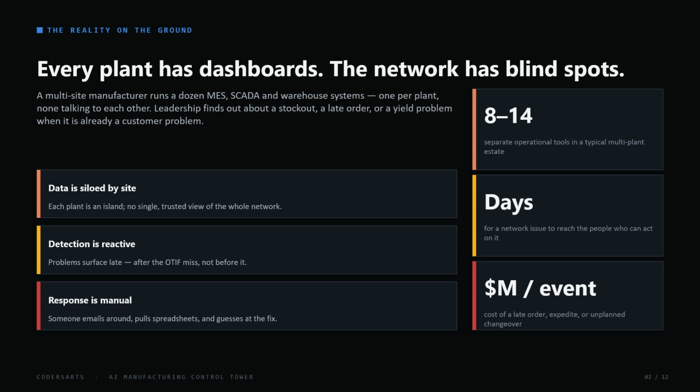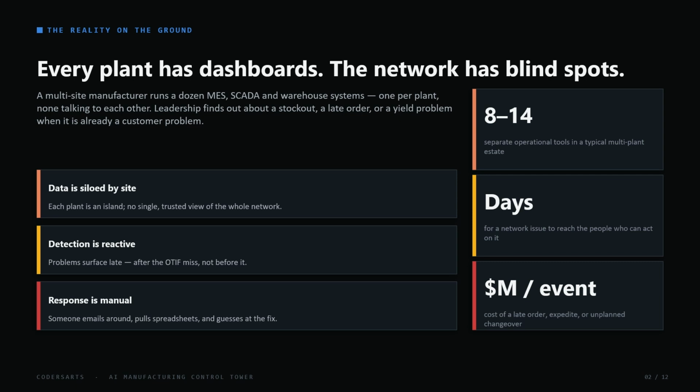Here's the reality. A multi-site manufacturer isn't short on dashboards. It's drowning in them. Every plant has its own MES, its own SCADA, its own warehouse system. 8 to 14 tools. None of them talk to each other. So the data is siloed by site. There is no single trusted view of the whole network. Detection is reactive. You find out about a stockout or a late order after it's already a customer problem.